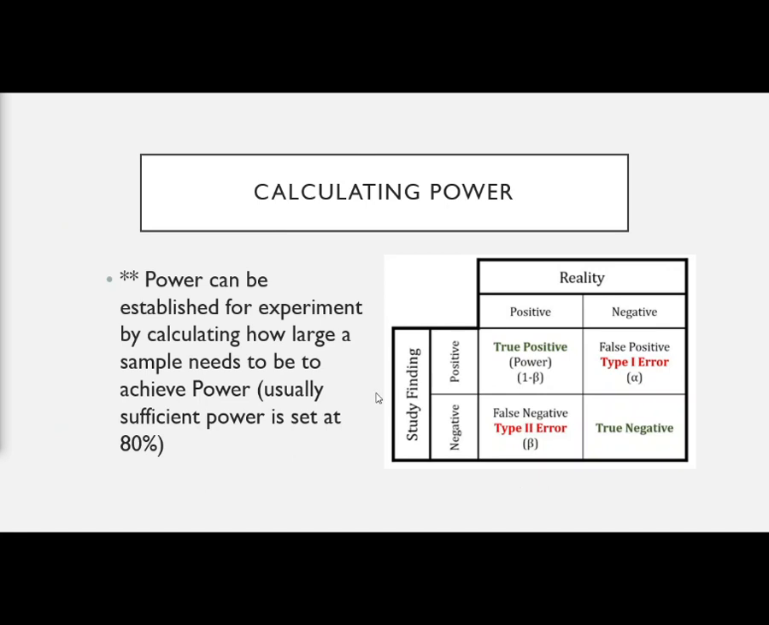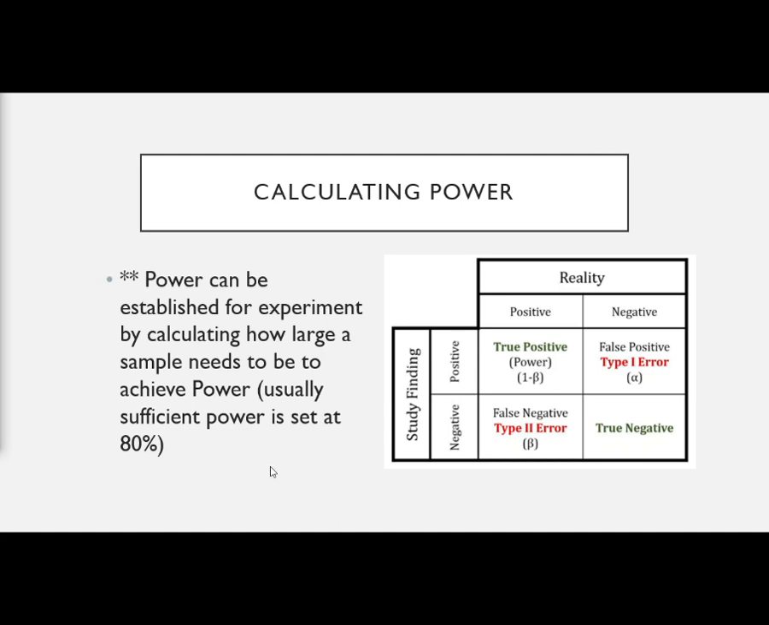Okay, so calculating power. Power can be established for experiments by calculating how large a sample size needs to be in order to achieve the power set at 80%. All of this is a whole lot of information, but I just want you to know what these concepts are, because if you're ever doing a research study and they want you to establish 80% power, I want you to know what this is. It means that you're going to find an effect if there's an effect to be found.